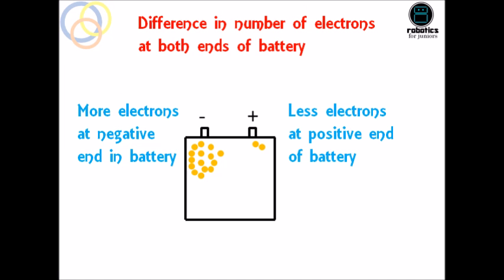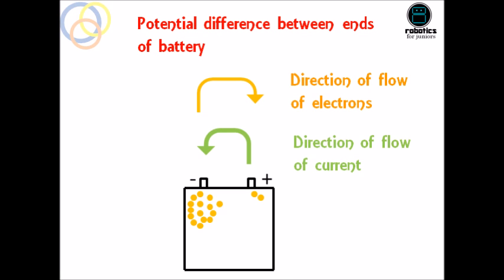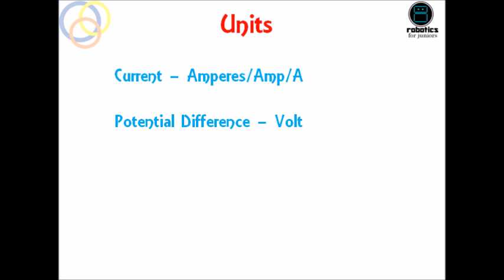So current, when it flows through a material, is just the flow of electrons. They flow from the point where there are more number of electrons to the end where there are less number of electrons through an outside path. This difference in the number of electrons is called the potential difference. It is measured in volts. This is just like height.